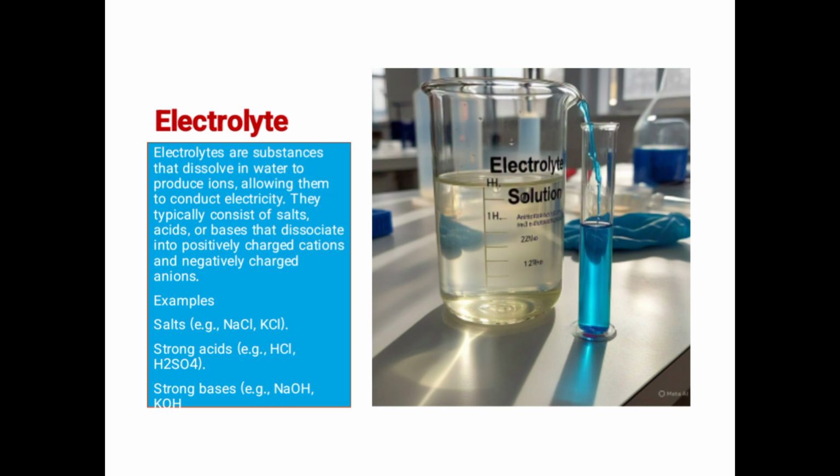Examples of substances like these are acids, bases, or salts that dissolve into positively charged cations and negatively charged anions. Examples of salt include NaCl and KCl. For instance, if NaCl dissociates in water, it produces Na+ and Cl-. Na+ is the positively charged cation and Cl- the negatively charged anion.